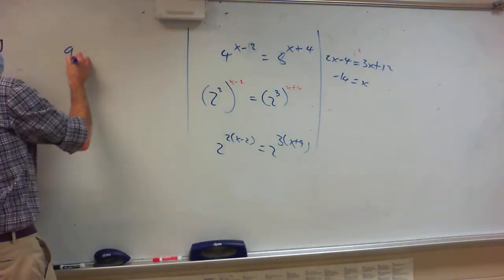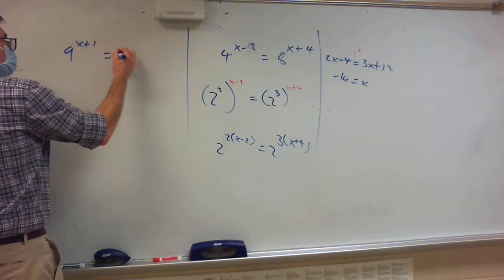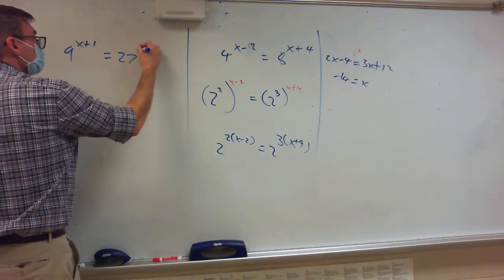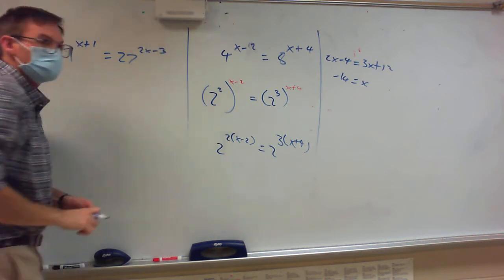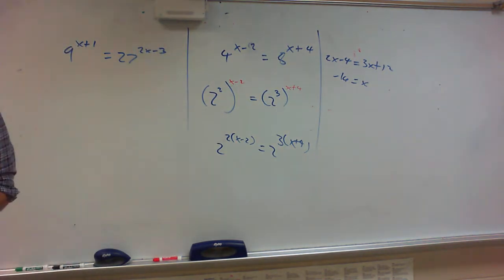If I give you 9 to the x plus 1 is equal to 27 to the 2x minus 3, what's your common base? 3. Everybody say our common base is 3? All right, now solve it.